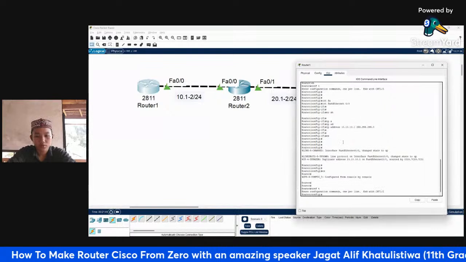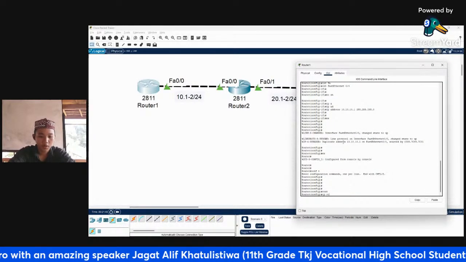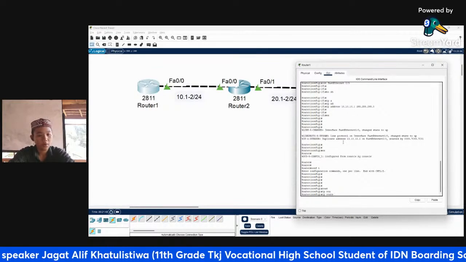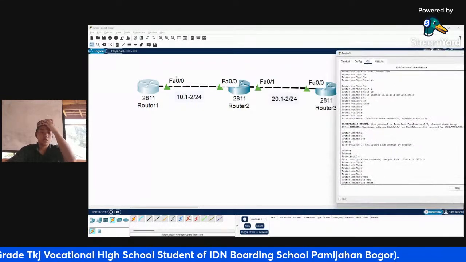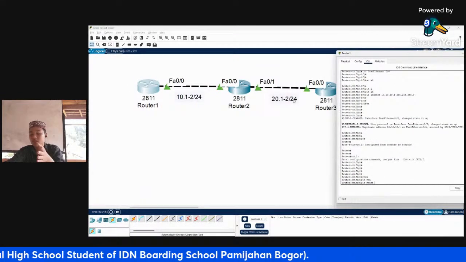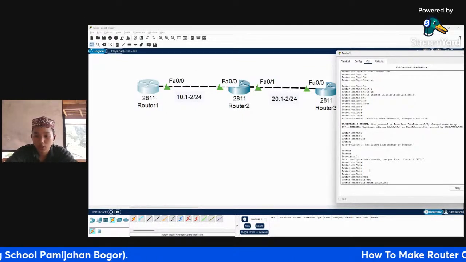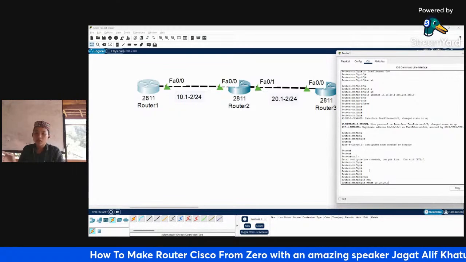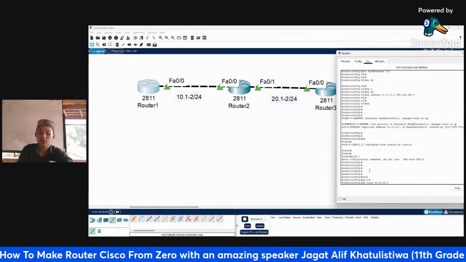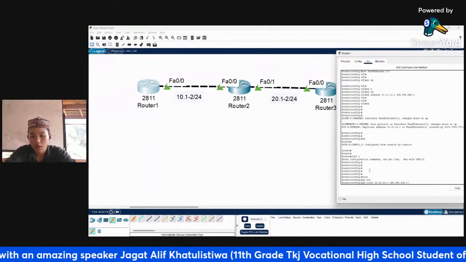Exit, back to the configuration of the router. IP route. The router didn't have the information about this network, so we must put this network like this: 20.20.20.0. Why 0? 0 means all of the network. It means we must have interconnection for all of the 20 subnets. And then put the gateway.